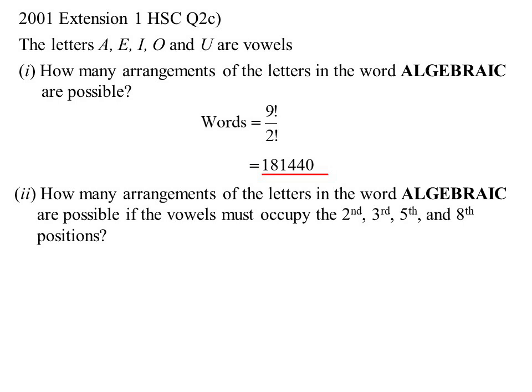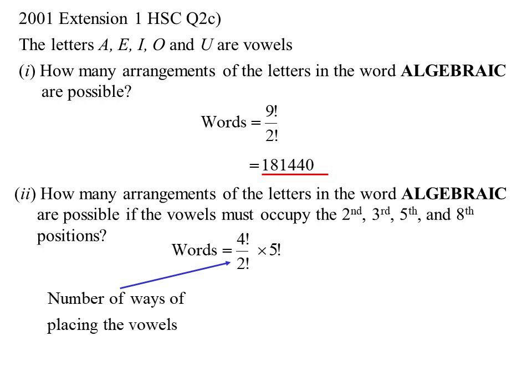Here's why they defined the word vowels, because they now use the word in this question. How many arrangements of the letters in the word algebraic are possible if the vowels must occupy the 2nd, the 3rd, the 5th and the 8th spot? Well, we look after the condition first. The vowels have to go in these specific spots. So let's arrange the vowels.